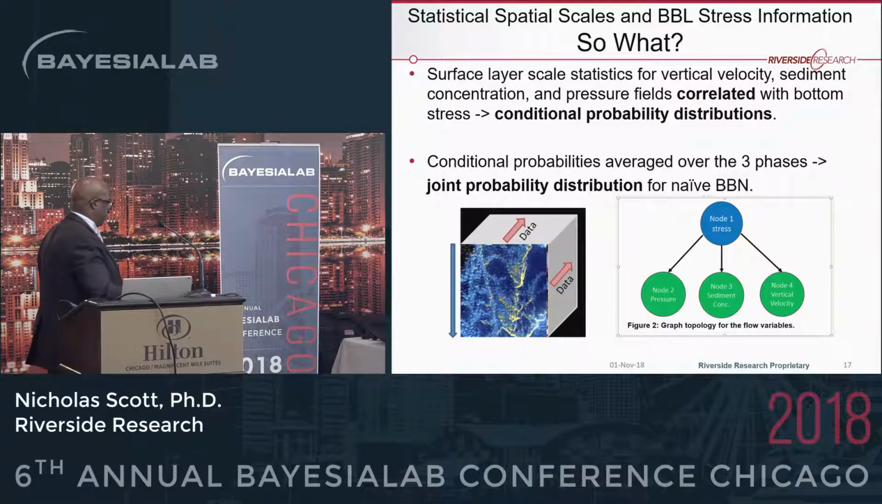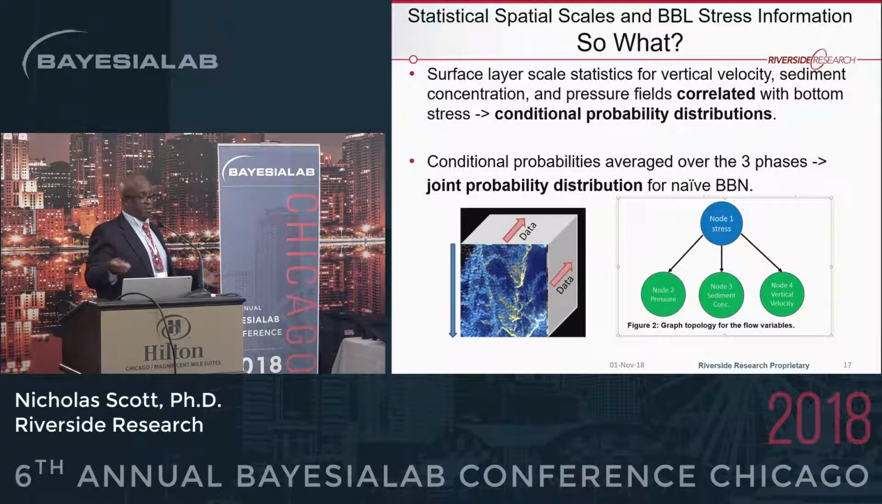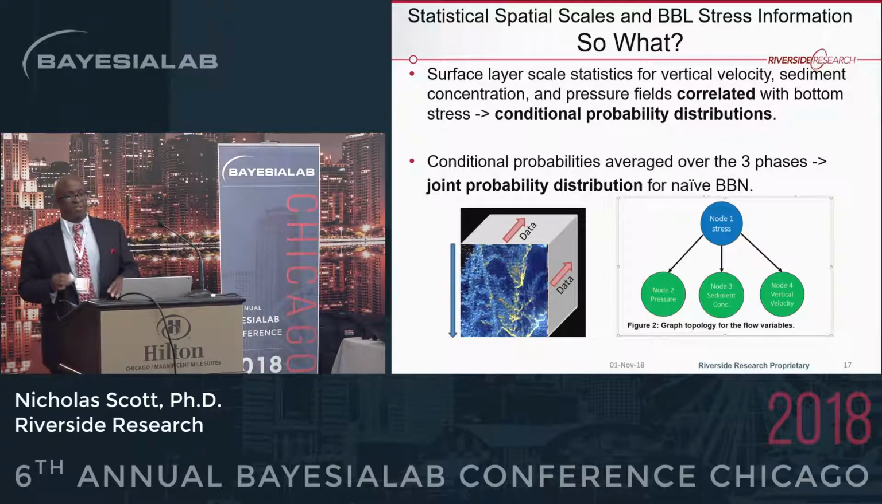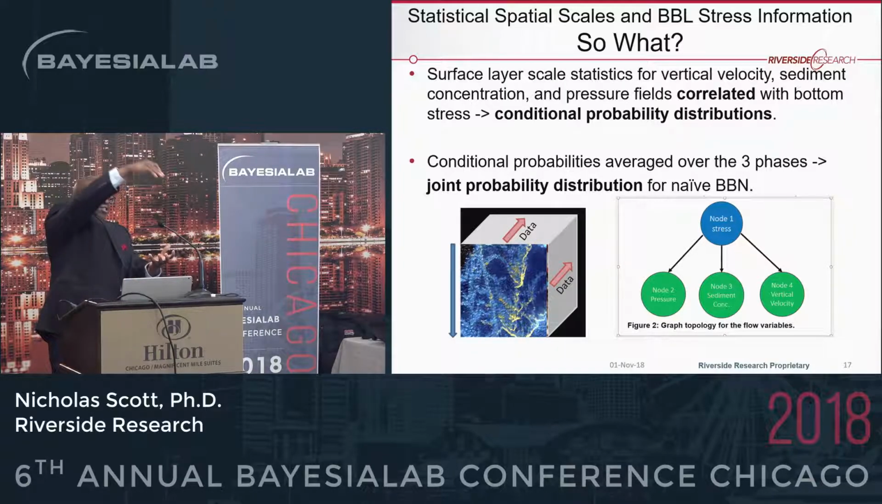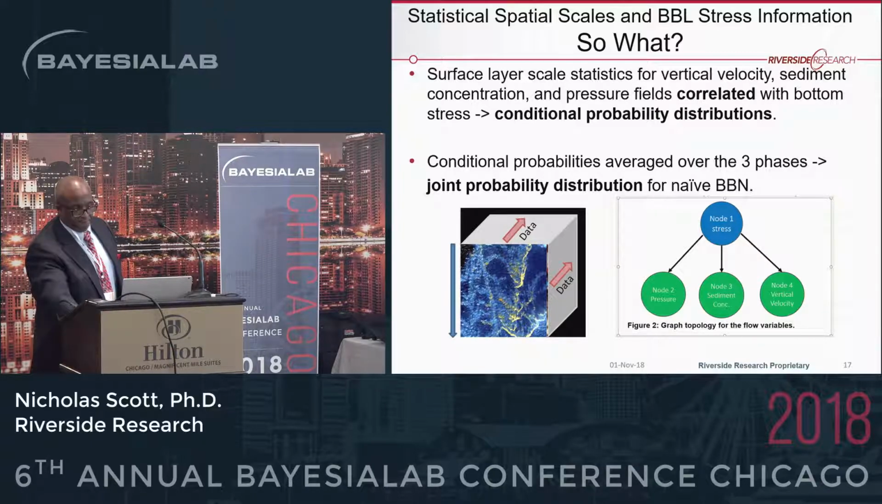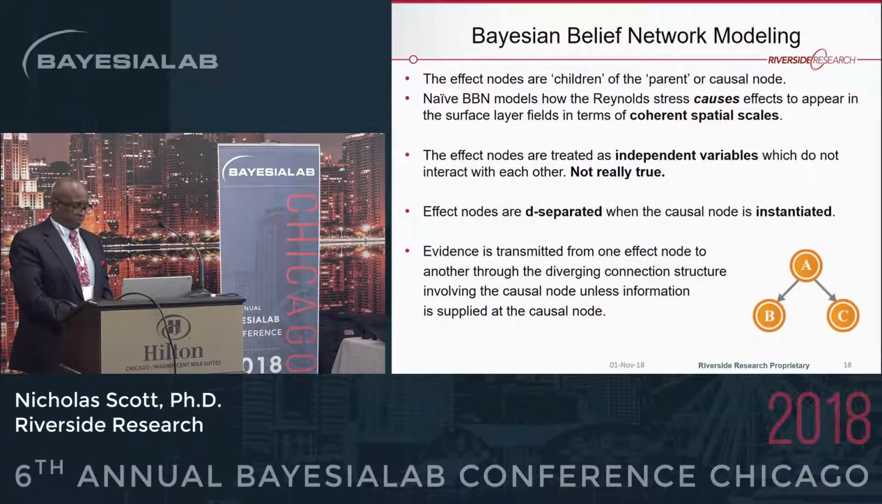So we have the scale information, so what? Now we're ready to put it into the Bayesian belief network. Again, conditional probabilities and all that sort of thing. Again, we have stress in the bottom layer, and pressure, concentration, vertical velocity in the top layer. Just basically details of the Bayesian belief network.